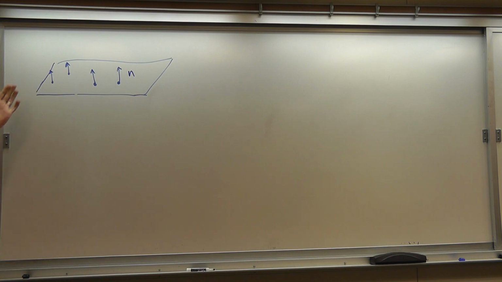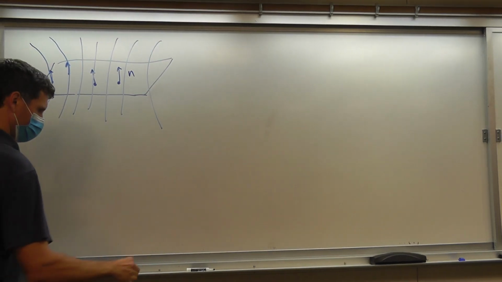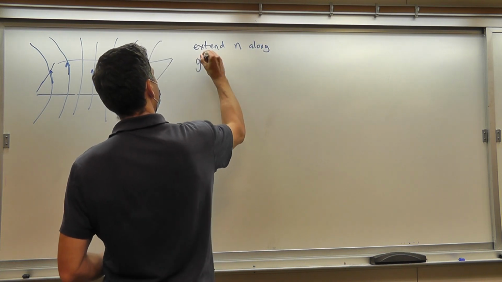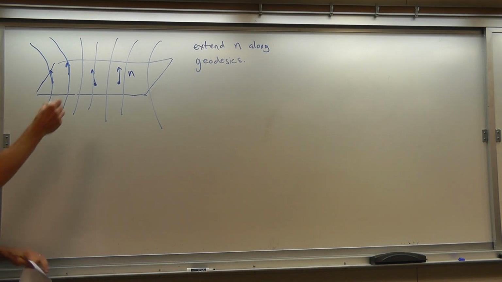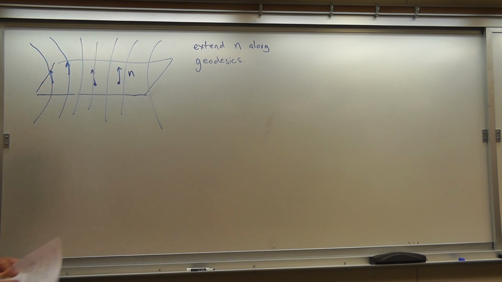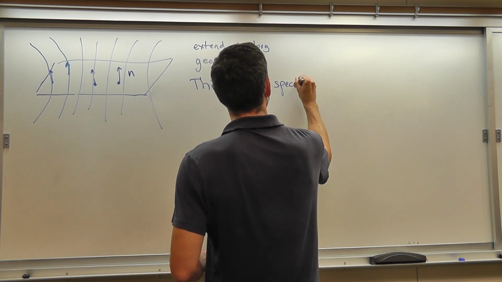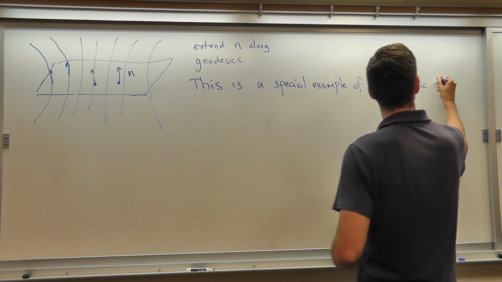Okay, so we pick a local hypersurface like this, and there's a normal vector field n, and what we're going to do is we're just going to extend n off the hypersurface following geodesics. Okay, so maybe that looks something like this. So extend n along geodesics. You could either think of this as defining a vector field in some patch of spacetime, or you can think of it as defining for you a collection of curves going through this patch of spacetime. And this is a special example of a geodesic congruence.